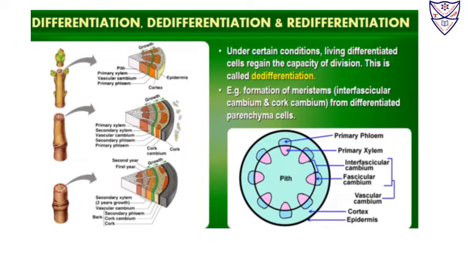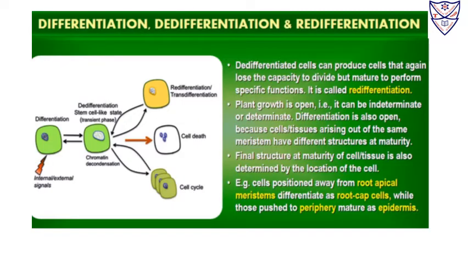So, under certain conditions, the living differentiated cells regain their capacity of cell division. When this happens, we call it dedifferentiation, like formation of meristems from differentiated parenchyma cells. Now, dedifferentiated cells can produce cells that again lose the capacity to divide but mature to perform specific function. So, this is called redifferentiation.